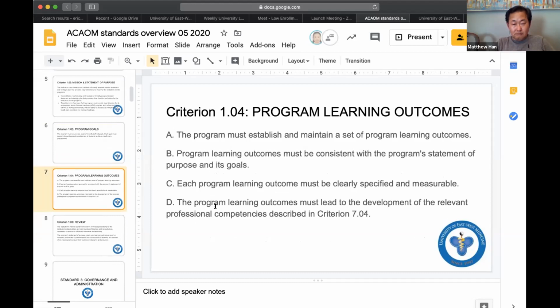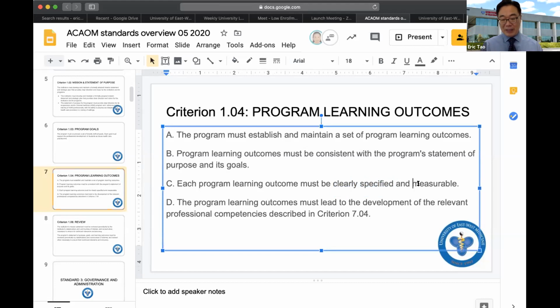Program learning outcomes. Every program has to have a set of learning outcomes. And the important thing is that they must be clearly specified and measurable. Measurable means we can clearly tell that this student fulfilled this outcome and that student didn't. And we need to establish that. The learning outcomes need to be, of course, relevant to the program we study, so all the outcomes need to somehow link to the professional practice of traditional Chinese medicine.